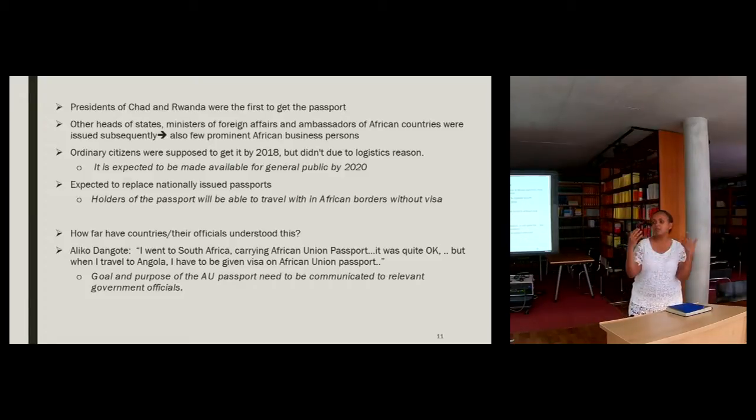Like in one of the recent interviews of a Nigerian business person, one of the biggest investors in Africa, Aliko Dangote, he said that he went to South Africa using the African Union passport. It was okay. But when he traveled to Angola, he had to be given a visa on the African Union passport. He said, I did that deliberately. When I was asked to apply for a visa, I gave them the African Union passport to test them. And then they issued a visa on that.